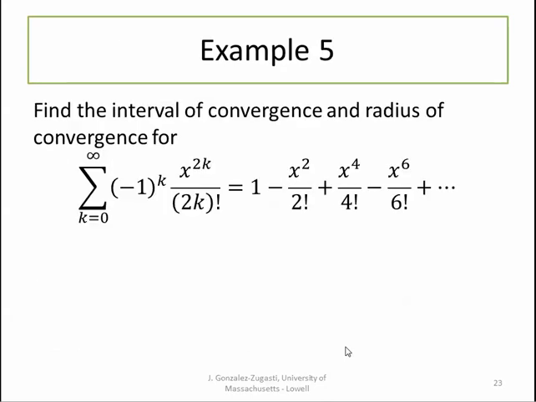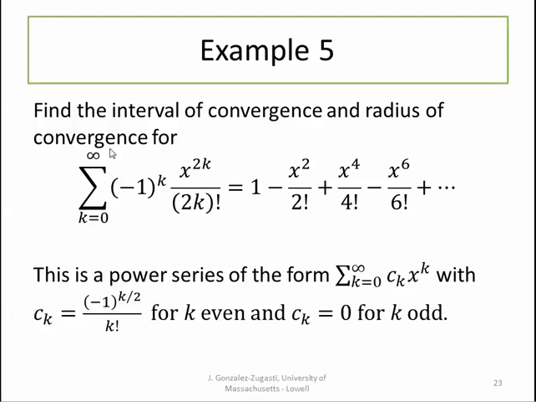Here's another example. Let's find the interval of convergence and radius of convergence for this series. Again, we have an alternating series. This series doesn't quite look like a power series because it's x to the 2k, but it really is a power series. It's a power series where our c sub k's are going to be equal to either negative 1 raised to the k divided by 2 over k factorial when k is even, or our c sub k's are equal to 0 when k is odd. So it is a power series, it's just every other term is going to be 0.